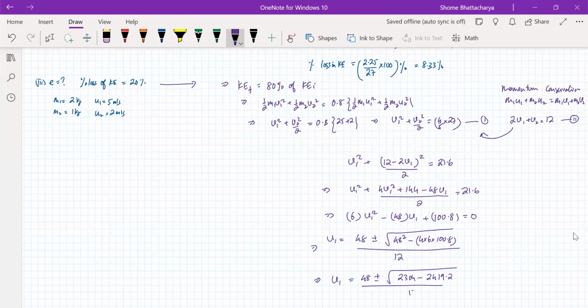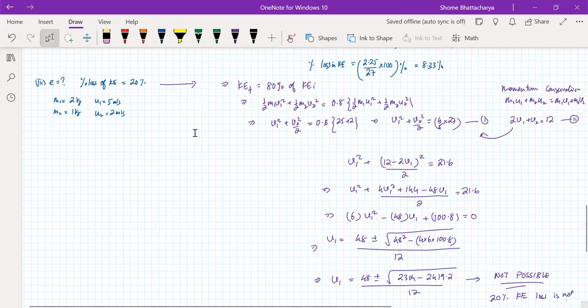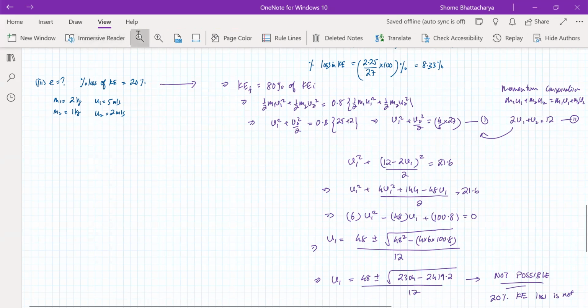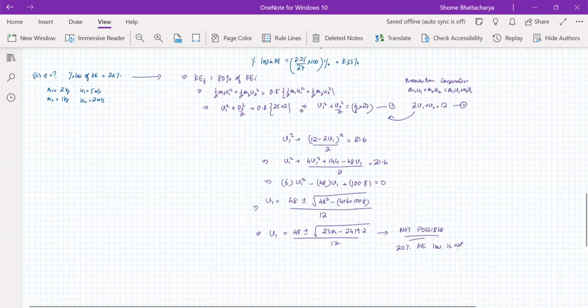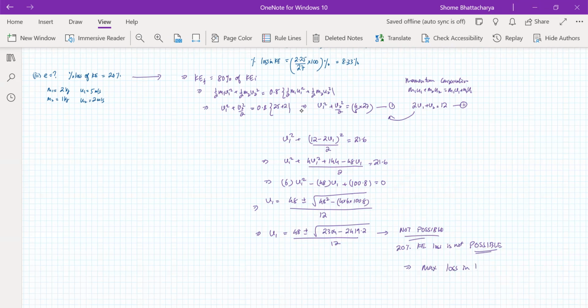So what does that mean? This is not possible. What that means is that a 20% kinetic energy loss is not possible. I'll explain why, because when we look at the case of the perfectly inelastic collision, we'll see that the maximum loss in kinetic energy will be less than the 20% loss.